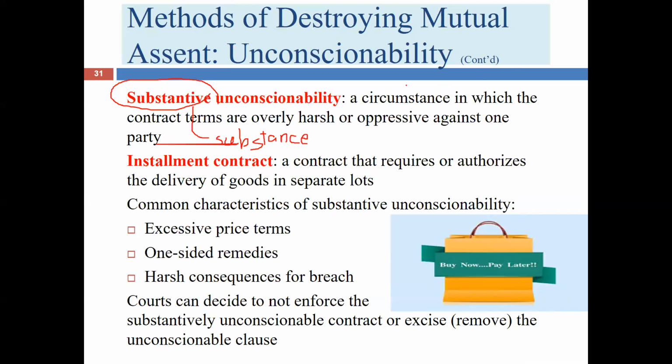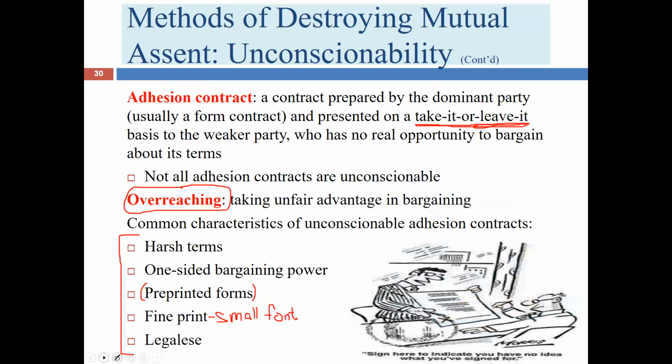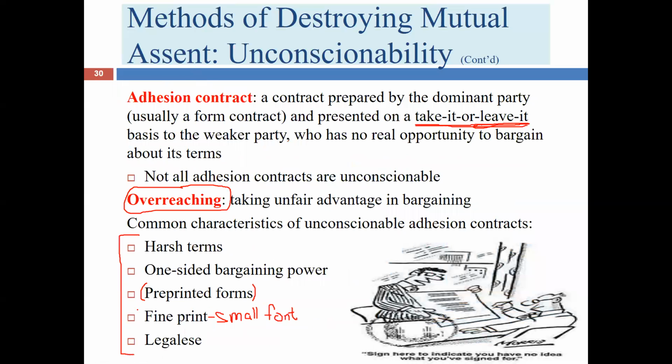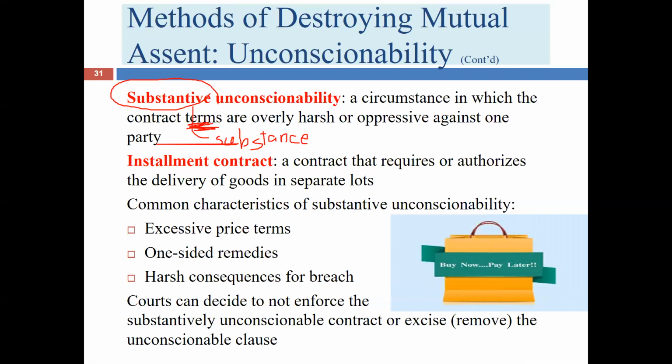So what is the definition? Substantive unconscionability is a circumstance in which the contract terms are overly harsh or oppressive against one party. And again, this is the more common category. And even when we have procedural unconscionability, usually there's some substantive unconscionability lurking there. Because after all, if everything was fair and even-handed, then why did one guy try to hide the ball by having a procedurally unconscionable contract to begin with?